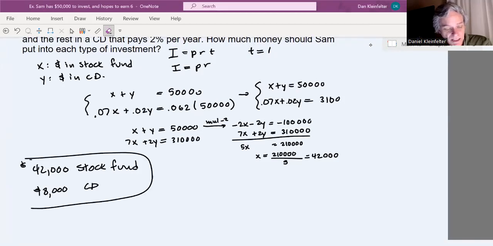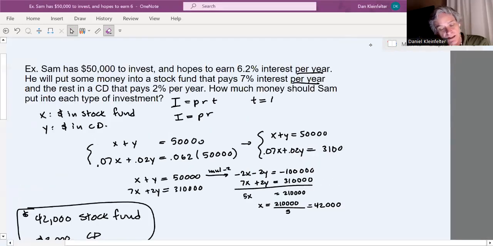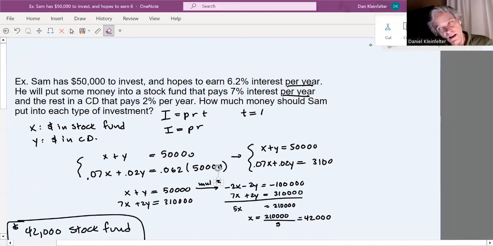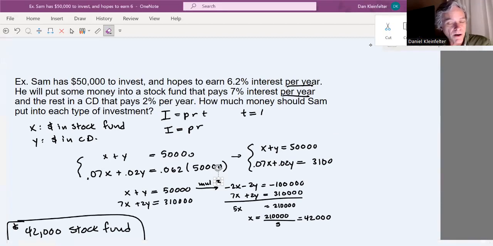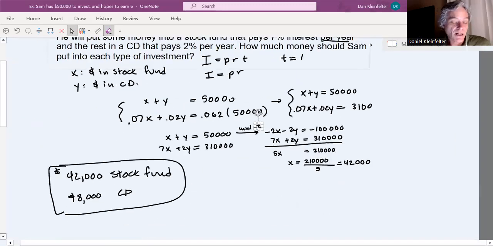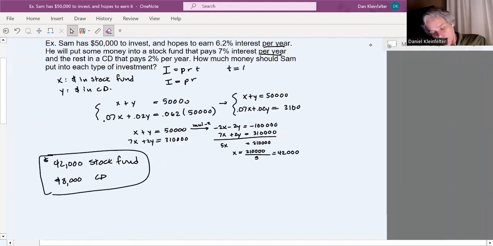So again, most of it is into the stock fund, which makes sense because the stock fund pays 7% per year. Putting part of it into the CD just lowers the overall earning to be 6.2%. So it doesn't lower it by very much because most of the money is still in the stock fund. Okay, so that's that one.